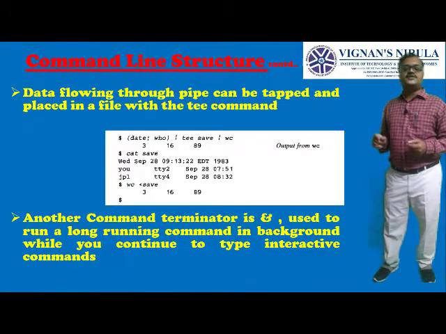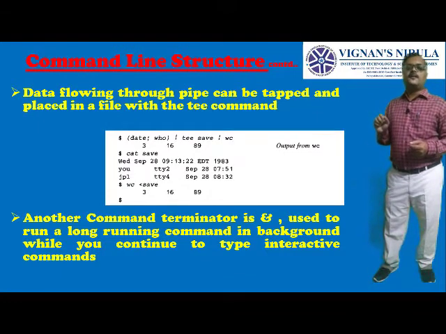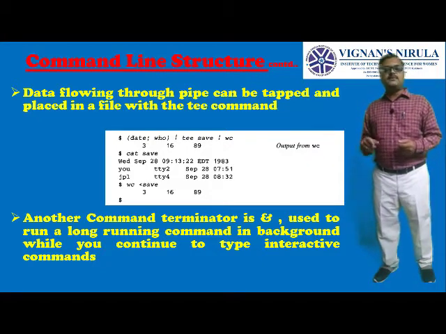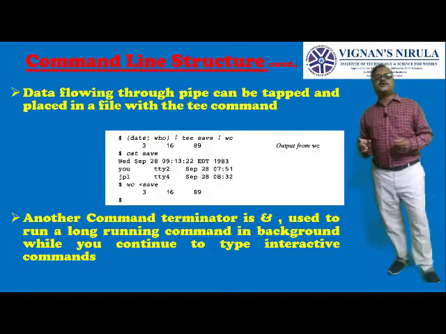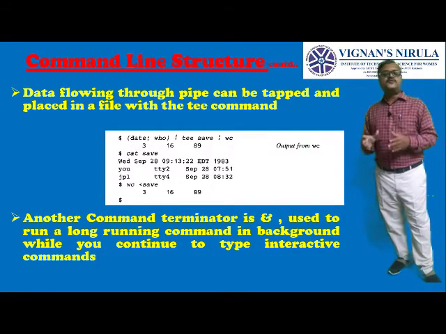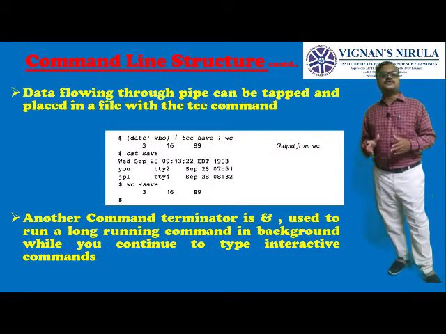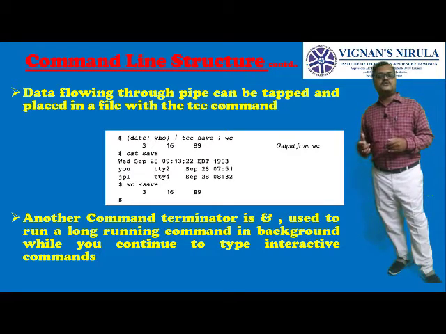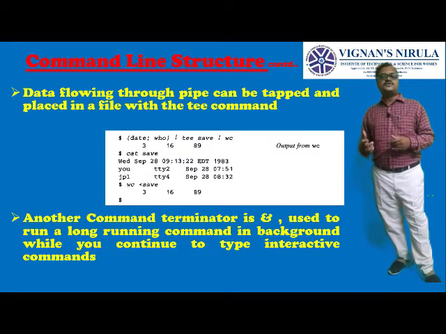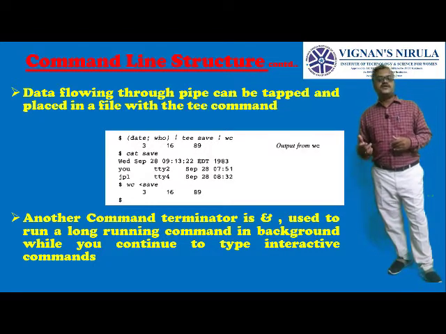So less than is a redirection operator, which is used to read the input from a file called save rather than from the terminal. So this is a best example for reading the input from the file rather than from the terminal. So this is one example. In this case it will give the number of lines, number of words, number of characters as the output. So this is about using the wc command.